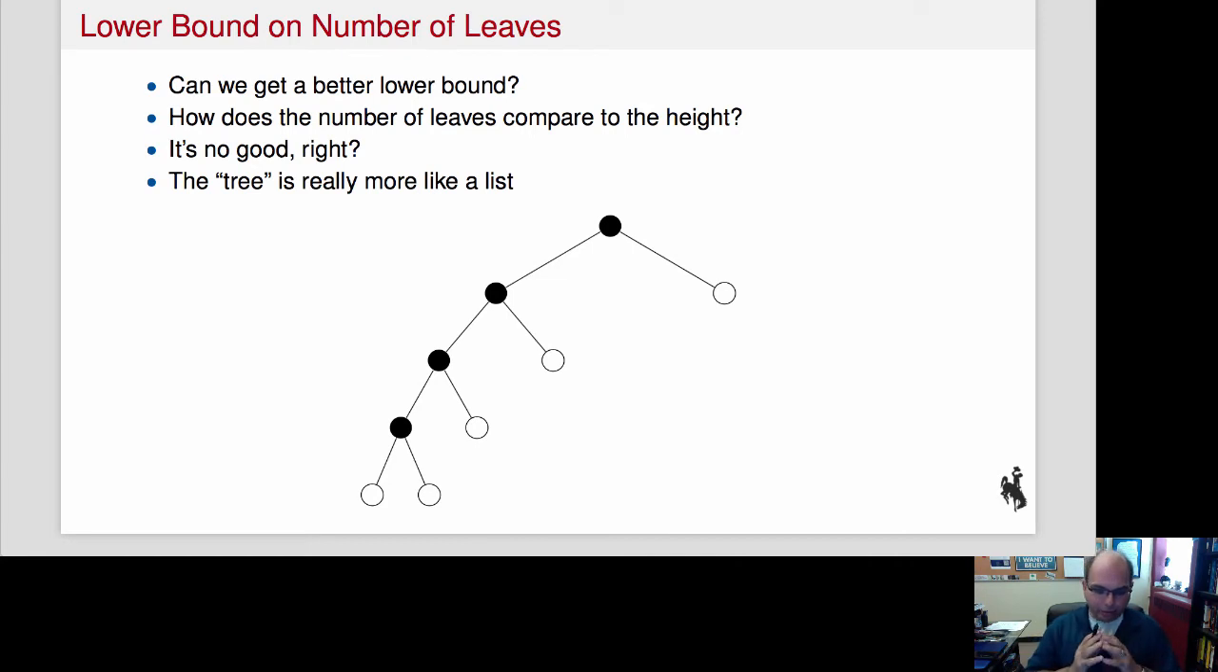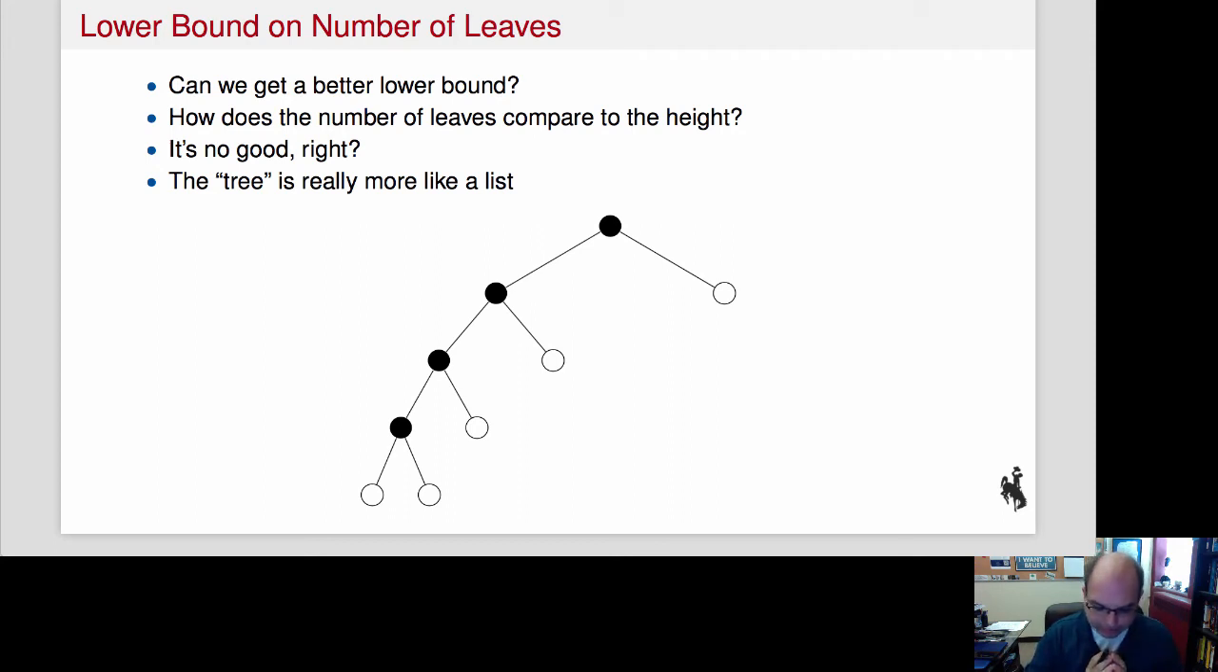Can we actually get a lower bound? For example, maybe I can compare the number of leaves to the height, because we already did that in the opposite direction. We know that there can't be any more than 2 to the h. Can I say something about needing at least so many?